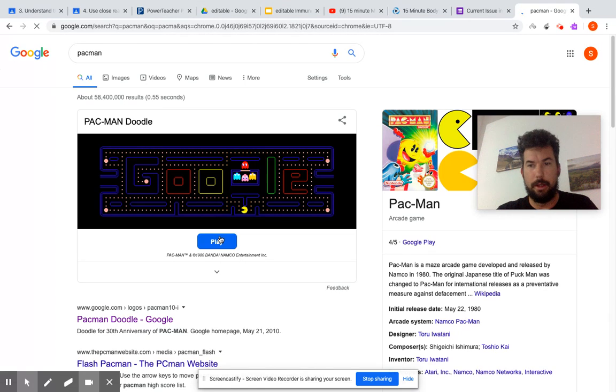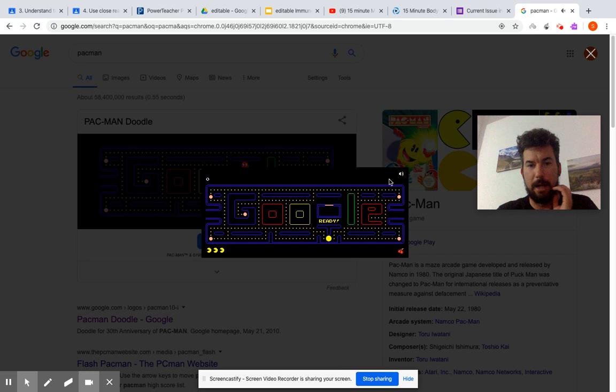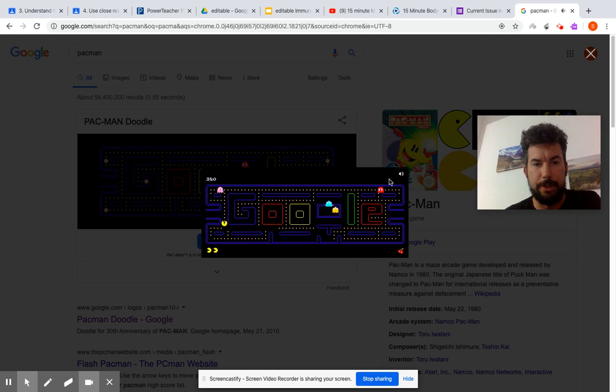Now, the analogy that I like to use when I talk about that is actually Pac-Man. Here we are on Google, and we've got the Pac-Man doodle happening. Pretend that Pac-Man here is my white blood cell. We've all played Pac-Man before. What happens is, when I get one of these little fruit here, I can now go and chase down the ghost.